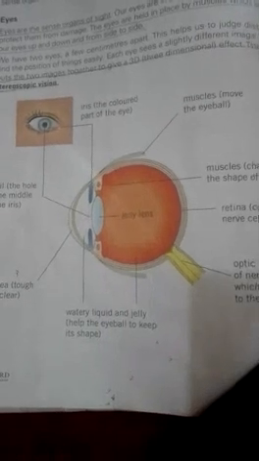Okay, so these are the different parts of the eye. You have to practice this diagram and also label it.